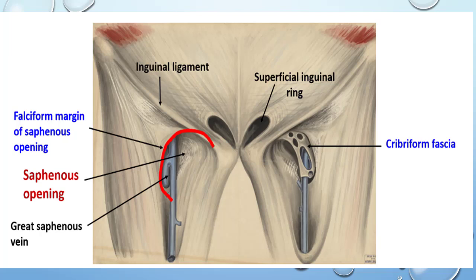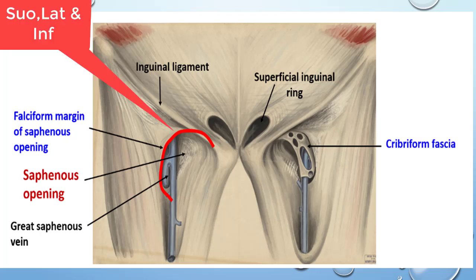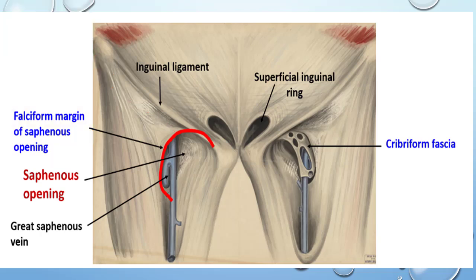The superior, lateral and inferior borders of this opening, shown in red in this image, are sharp, and we can name them the falciform margin. Now imagine if I place a porous lid on this opening, and this lid is made up of membrane. I will name this lid the cribriform fascia. What is the cribriform fascia? It is a sieve-like membranous layer of cutaneous tissue, or I can say it is a thin perforated part of the superficial fascia that covers this opening present in the deep fascia, that is the fascia lata.